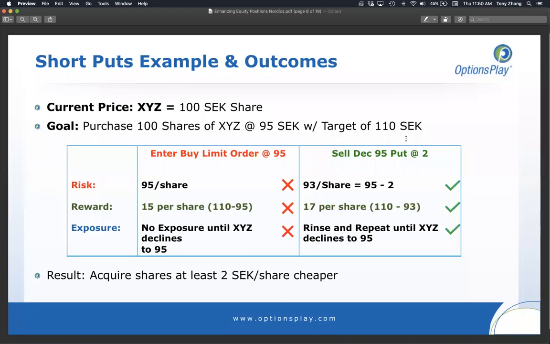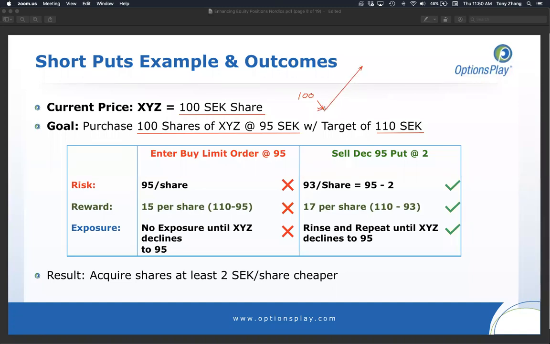And I think this is very similar to what I just walked you through, but hopefully this helps illustrate it a little. So let's say we have a current stock that's trading at 100 crowns. You want to buy 100 shares of this stock at a slightly lower price, let's say 95 crowns, and you have a target price of 110, right? So you believe that this stock is going to move a little bit lower, maybe to 95, and then you believe it's going to move higher in the long run, right?